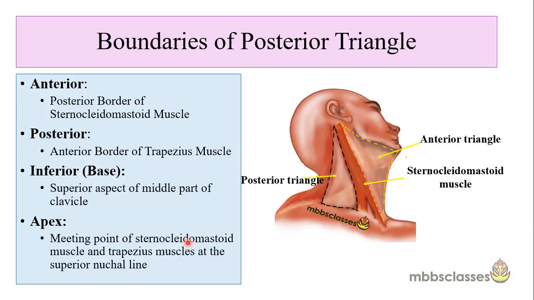Now let's see the boundaries. Anteriorly it is bounded by the posterior border of the sternocleidomastoid, posteriorly by the anterior border of the trapezius muscle. The base of the triangle is by the superior aspect of the middle part of the clavicle, and the apex is at the level of the mastoid, where the two muscles, the sternocleidomastoid and the trapezius, meet at the superior nuchal line.